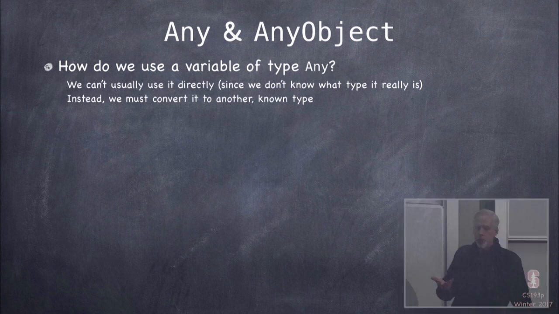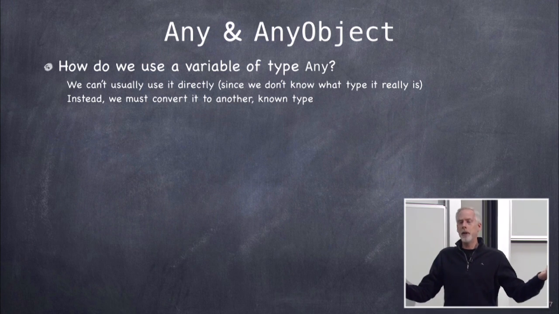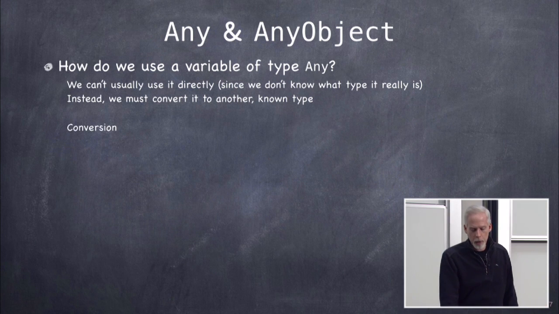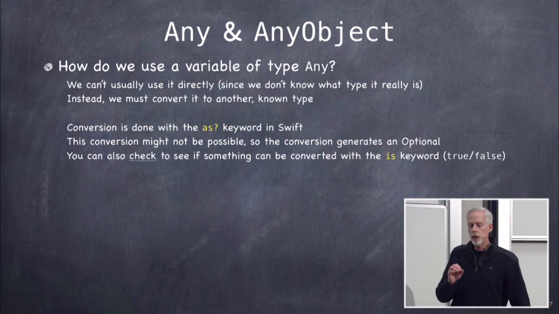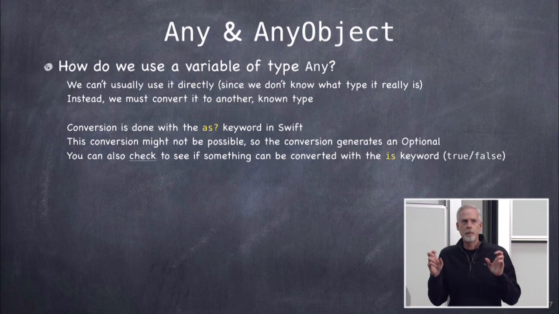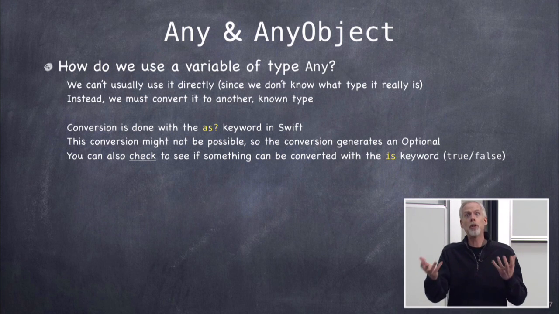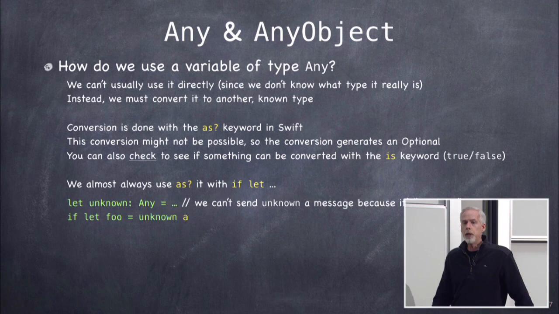So how do we use something of type any? Okay, because we can't send any messages to it because it's not of any type, so we don't know what methods it has or whatever. Instead, we have to convert it. And we convert type any, or any object, into some class that we know about using as. Okay, as is a keyword. We do as question mark because we don't know for sure that we can convert something, so it's an optional. And we use it with if let.